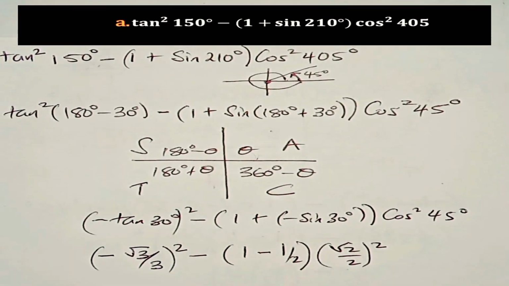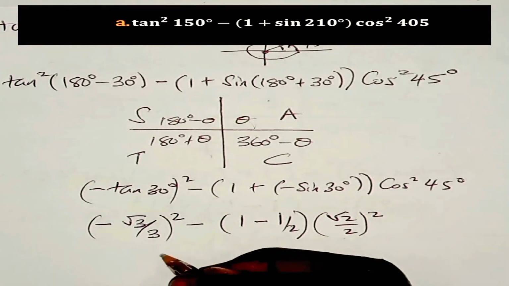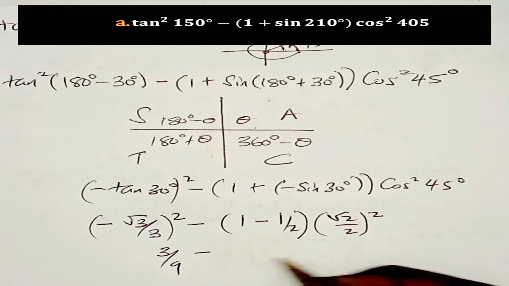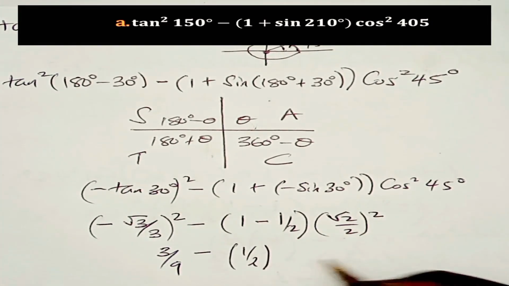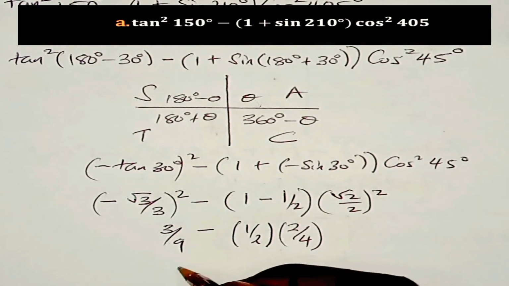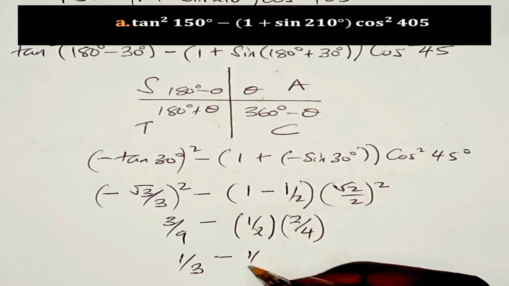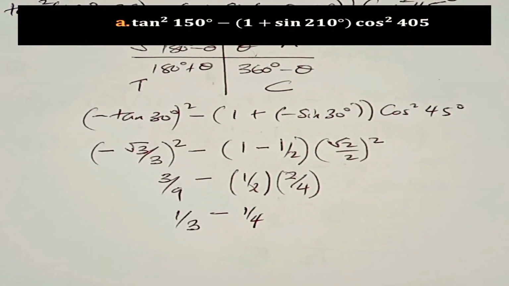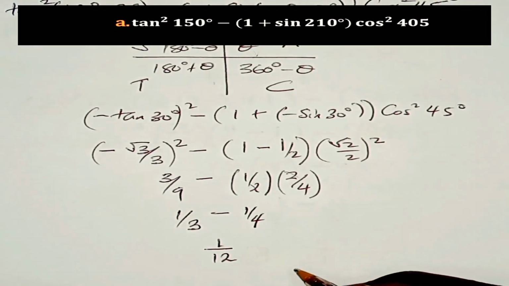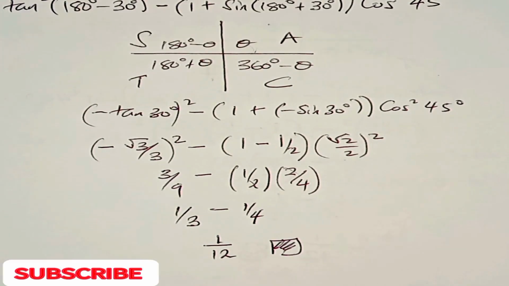And we square that. Now, let's simplify what we have. We are going to get 3 over 9 minus, we get 1 over 2 on that, and on this we get 2 over 4 if you square root 2 over 2. Let's simplify it further. You reduce this fraction, you have 1 over 3 minus, this 2 cancels with that, 1 over 4, and the result is 1 over 12. We are done with simplifying that trigonometric expression.